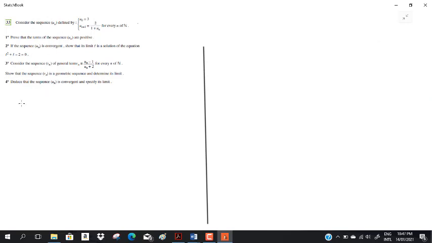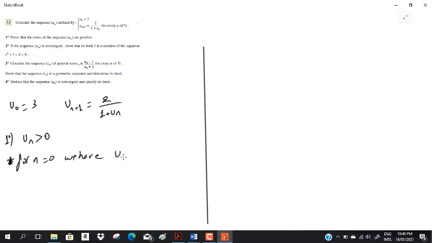Page 141, we have as a given u0 equal 3, un plus 1 equal 2 over 1 plus un. Prove that the terms of the sequence are positive. So we have to prove by induction that un is greater than 0. So by induction, for the first term, for n equals 0, we have u0, here 3, is positive.